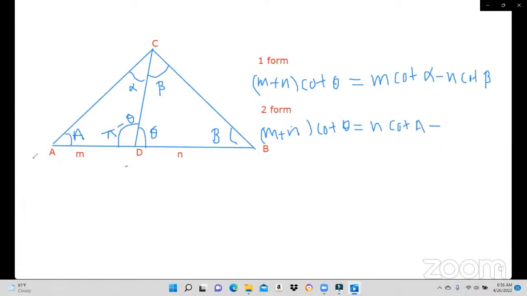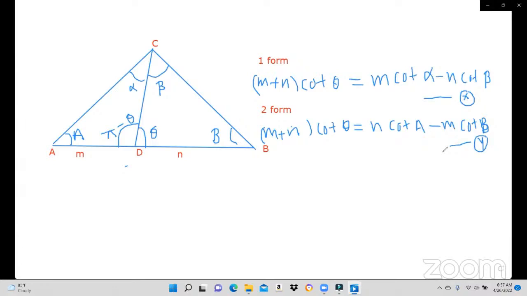minus, now come to this one, m cot B. This is not beta, this is B, okay? Earlier it was beta, this is B now. N cot A minus m cot B. Okay, those are the two forms of the cot formula. I will mark this as formula X, and this one as formula Y. Right, I think you have understood the two forms of the cot formula.